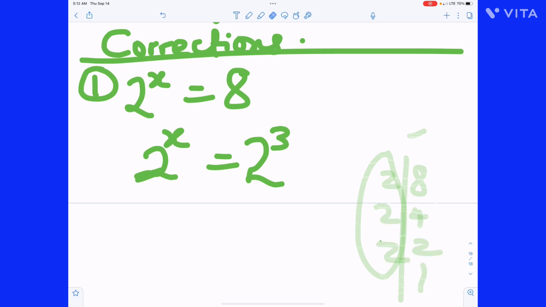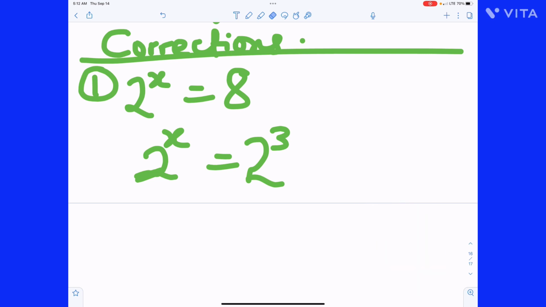So after doing that, you can now equate powers. Now the base here is 2, the base here is also 2. So you can equate their powers and say, therefore, x is equal to what? 3. Exactly. You are not to divide both sides by 2.